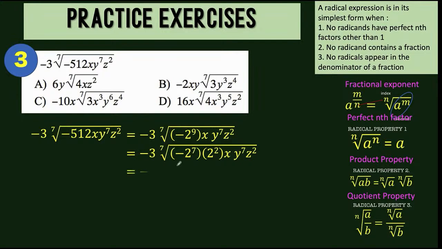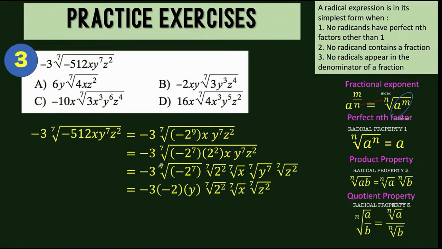Then apply the product property of radicals to separate them, and we simplify. So the 7th root of negative 2 to the 7th is negative 2. The 7th root of 2 squared is just copied. The 7th root of x is just copied as well. The 7th root of y to the 7 becomes y, and the 7th root of z squared is just copied. So only this part and this part are simplified as these two factors. All the rest are just copied. Then multiply negative 3 times negative 2 times y to get positive 6y.